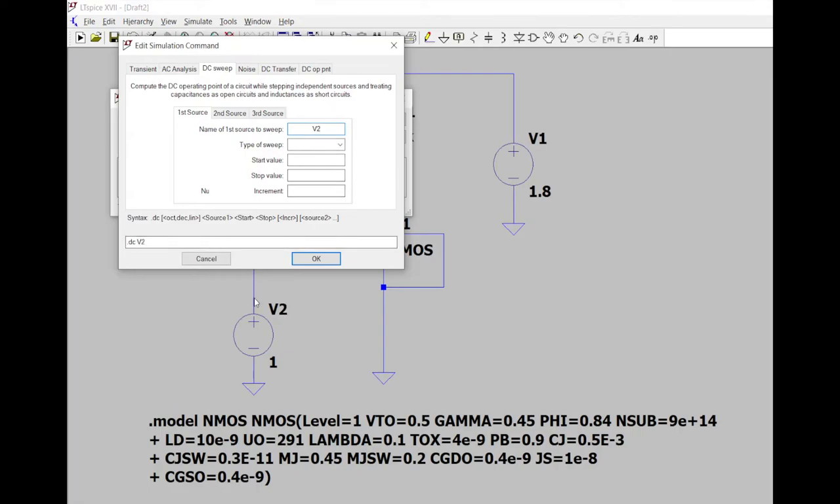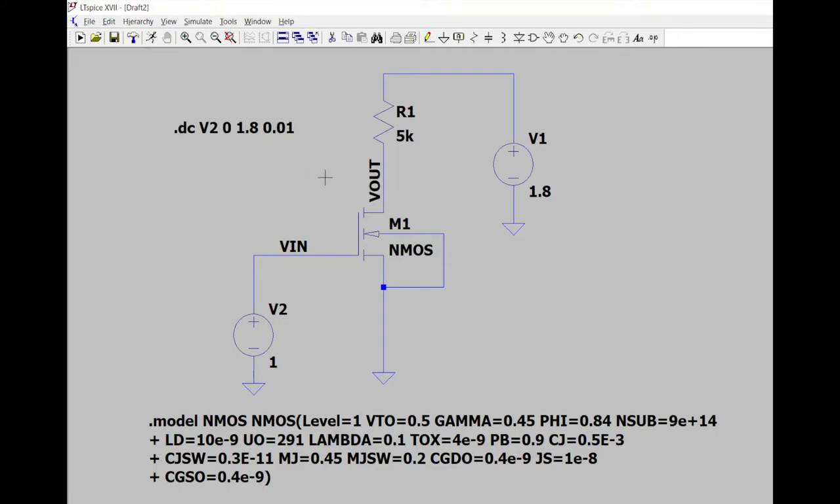Because I'll be sweeping this voltage V2, the start value will be 0 to VDD, which is 1.8 volt, and of course the sweep will be linear with a step size of maybe 0.01 volt. We can go to a step size smaller than this, but it will take longer for simulation. If we take a step size larger than this, then the curve that we get will not be very smooth. So you can try around by increasing or decreasing this step size. So place it here in the schematic. Now our design is ready for simulation. You can save it and run the simulation.